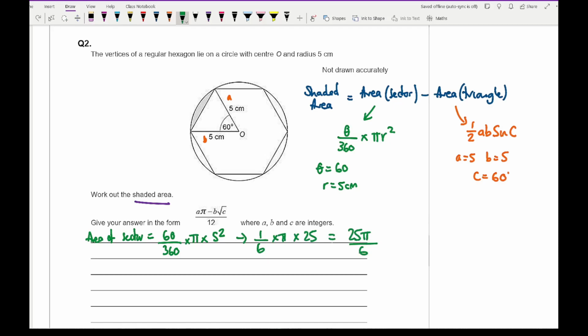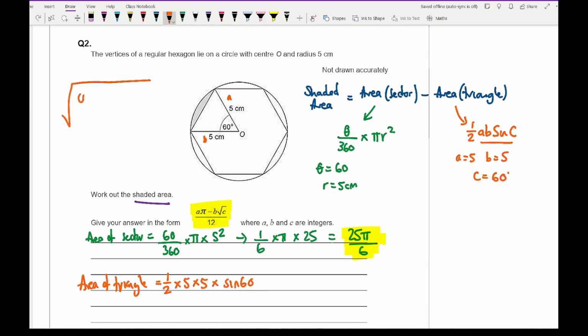Now I'm going to assume this question is non-calculator, so I'm going to try and keep things as exact values. The reason I know that is because of how they want me to write the answer; it's pretty obvious I'm going to need exact values. So this answer is the area of my sector. The next thing is to work out the area of the triangle. Using half AB sine C, that's a half times 5 times 5 times sine 60.